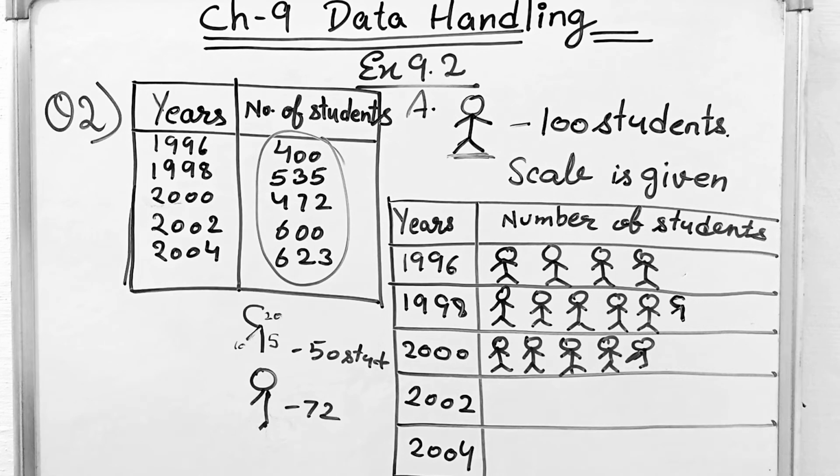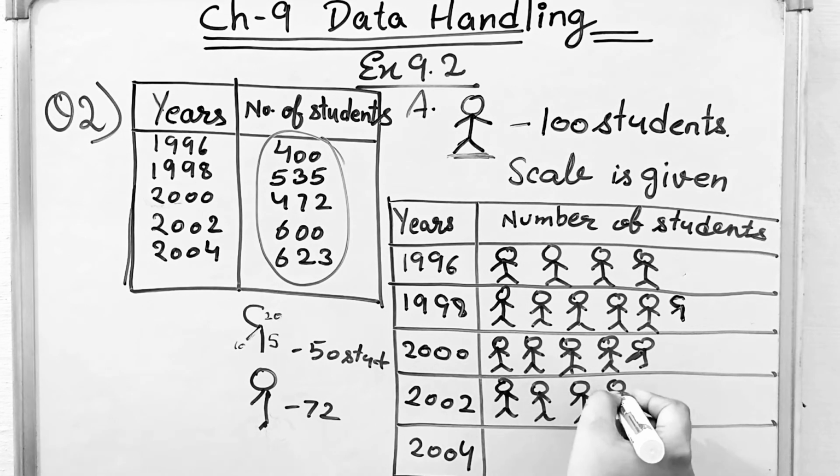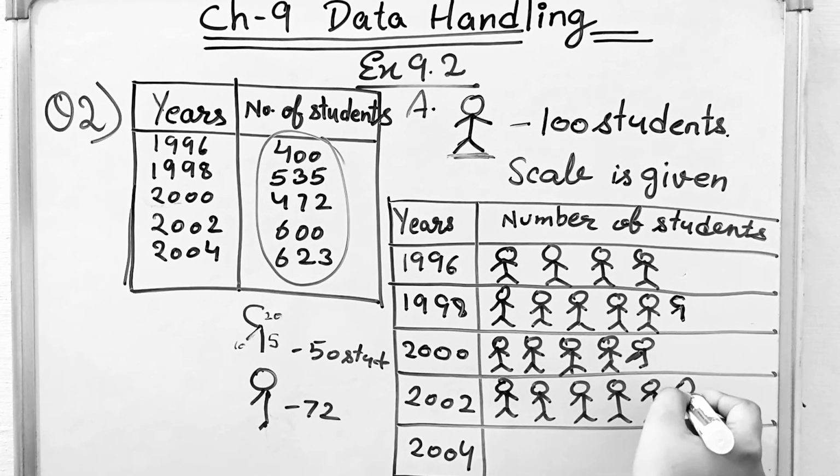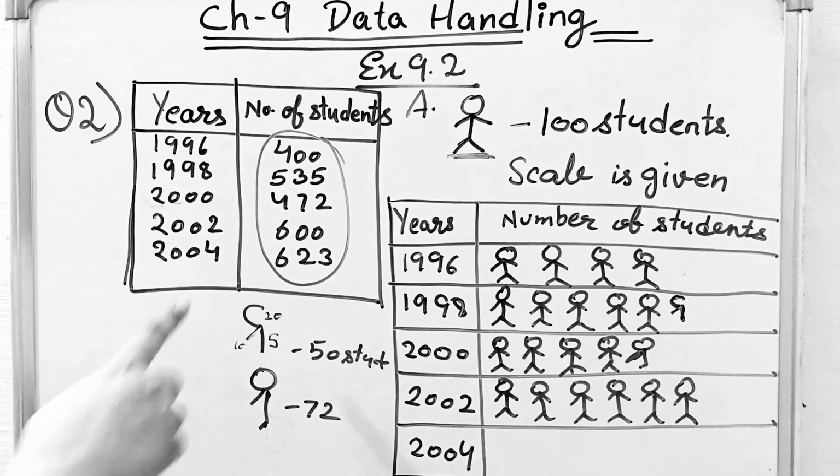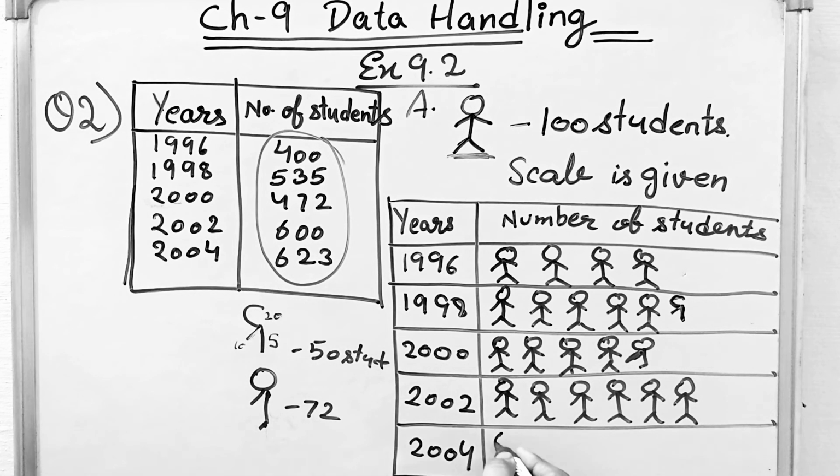Next, in 2002, there are 600 students. So you will represent them with 6 symbols. Right, again in the last one there are 623.